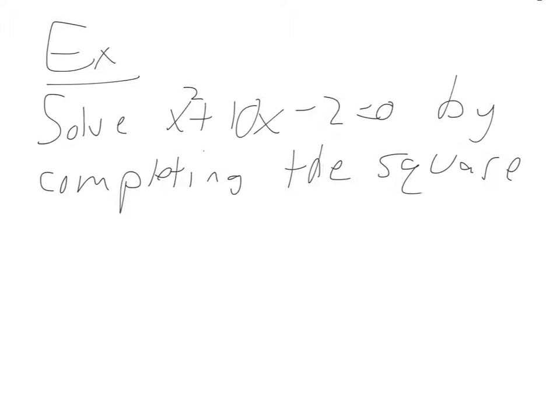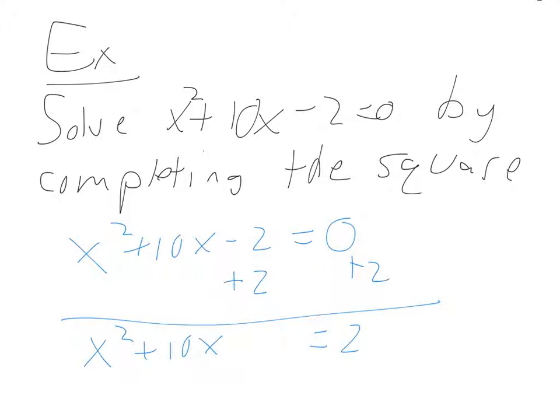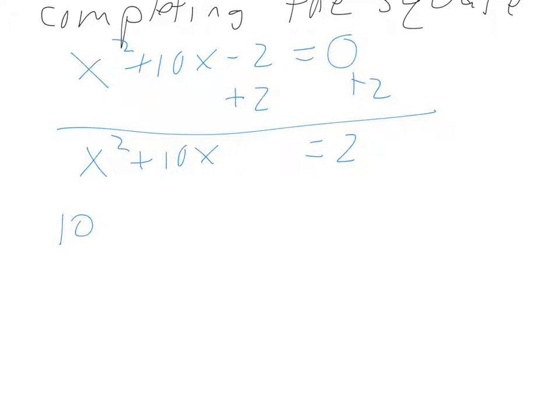Alright, here's another example. Solve x squared plus 10x minus 2 equals 0 by completing the square. Again, our first step, as always, get the x's on one side and the constants on the other. So we would need to add 2 to both sides. And that would give us x squared plus 10x is equal to 2. Now we complete our perfect square on the left hand side. We need to take the number in front of x, which is 10, divide it by 2. That gives us 5. And then if we square 5, we get 25.